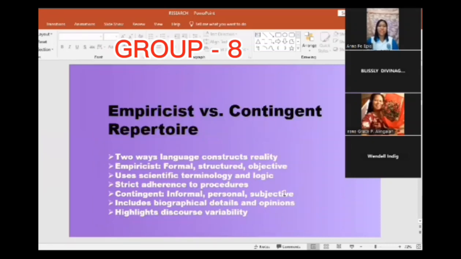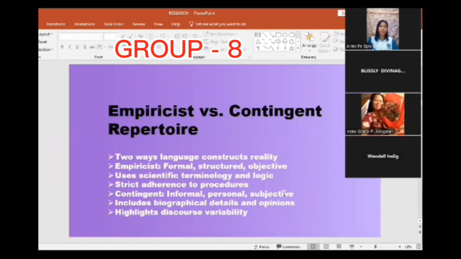So the empiricist and contingent repertoires. These two styles of discourse were identified in the research. Scientists use two distinct ways of talking about their work. The first one is the empiricist repertoire. It is more formal and structured.